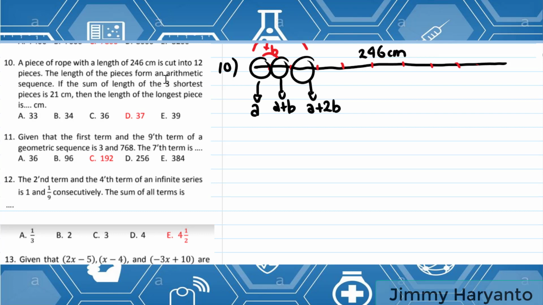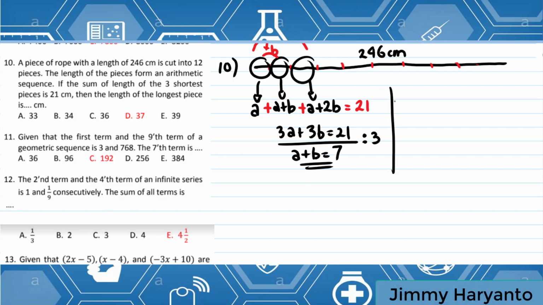And the sum of the lengths of the 3 shortest is 21. So I have to add them together, because the sum means add them. 21. I will get 3A plus 3B equals 21. I can simplify them by dividing by 3. A plus B equals 7. There you go. I have the first equation.